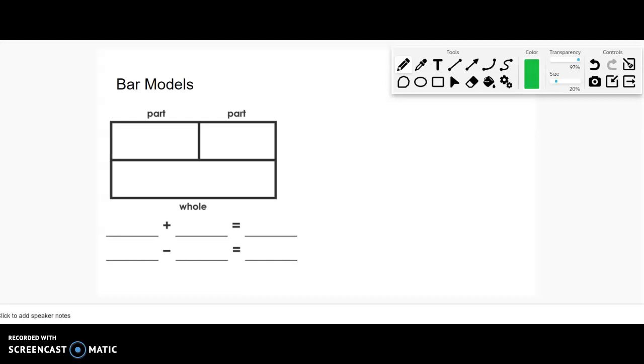Okie dokie, here we go. Bar models, we're still adding and subtracting. It's just a way to visualize, and it can be really helpful with certain types of story problems.